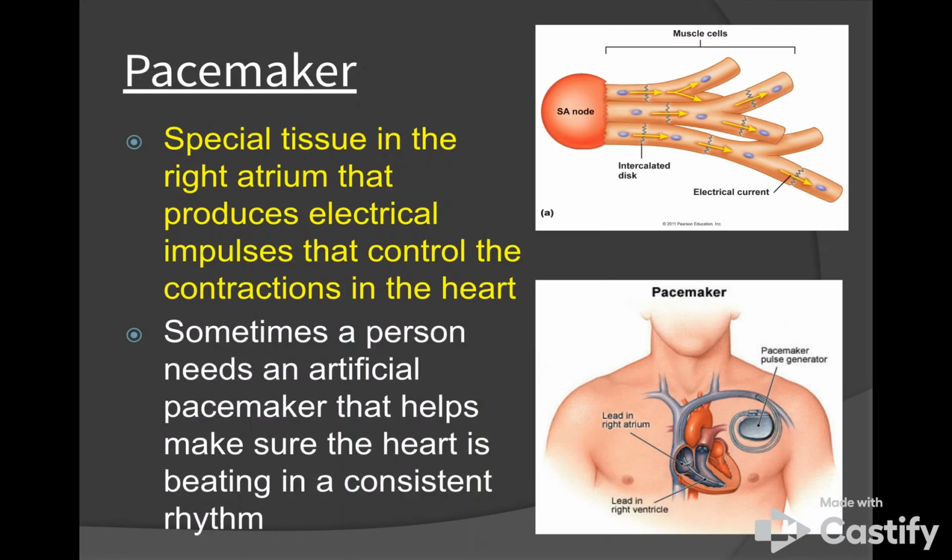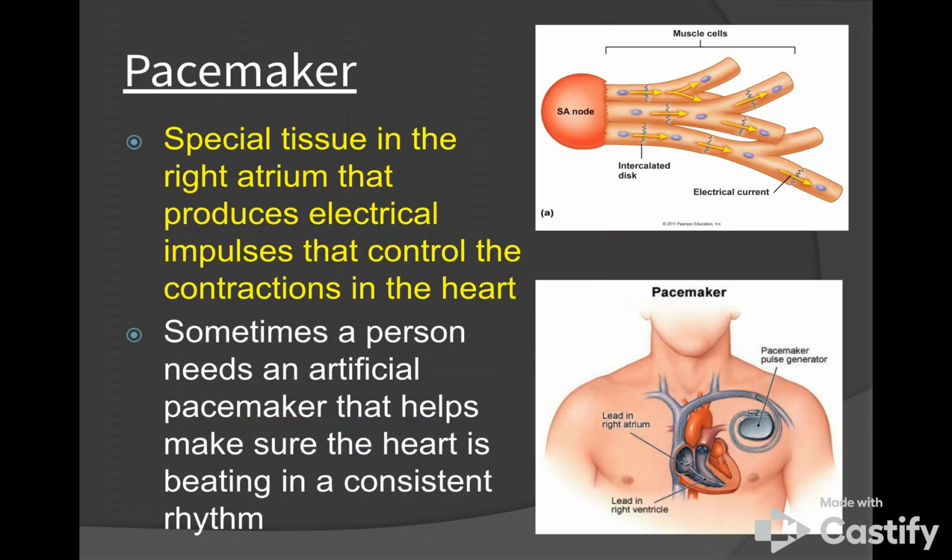The pacemaker is a special tissue in the right atrium that produces electrical impulses, and they control the contractions in your heart. It's literally like a mini battery that gets these electrical impulses from your nervous system that tell your heart when to beat.